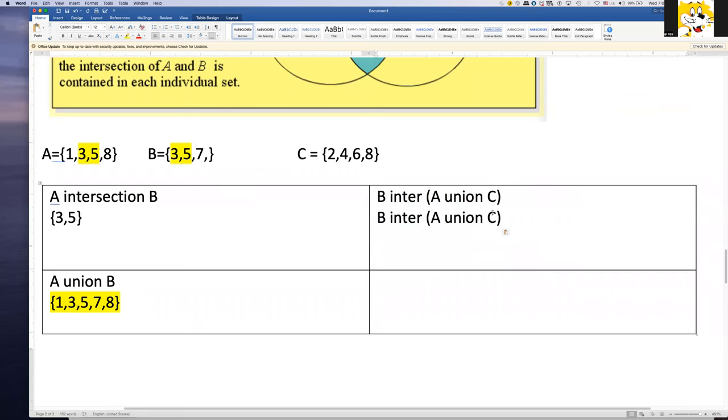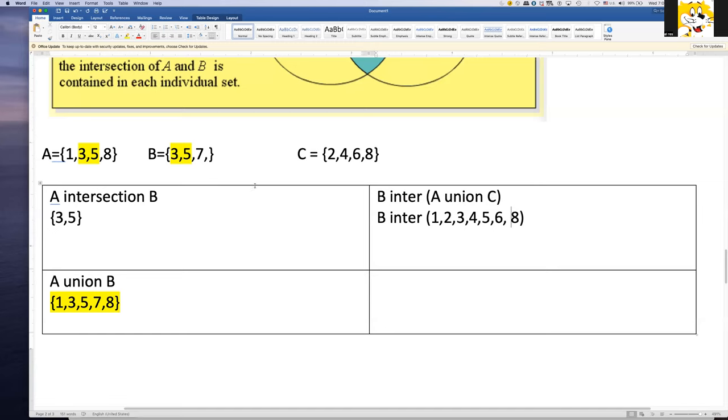So let's do that. So the numbers for A union C, well, A has 1, has 3, has 5, and 8. And what does C have? Well, C has 2, 4, 6. It also has 8, but we're not going to repeat it. So the answer for A union C is 1, 2, 3, 4, 5, 6.